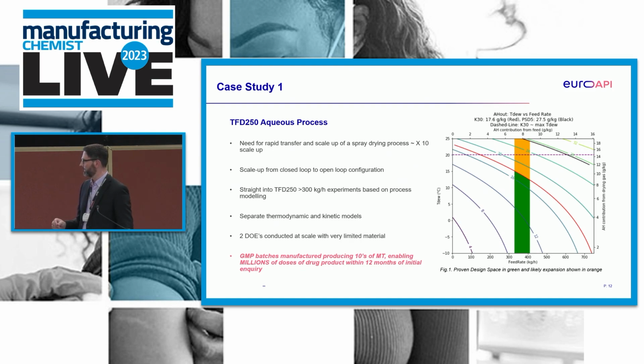We did two truncated DOEs with very limited material. And we went to manufacturing, I think it was well over 100 tons of material within 12 months of that initial inquiry. And most of that time was actually getting this material available to do any of the testing.